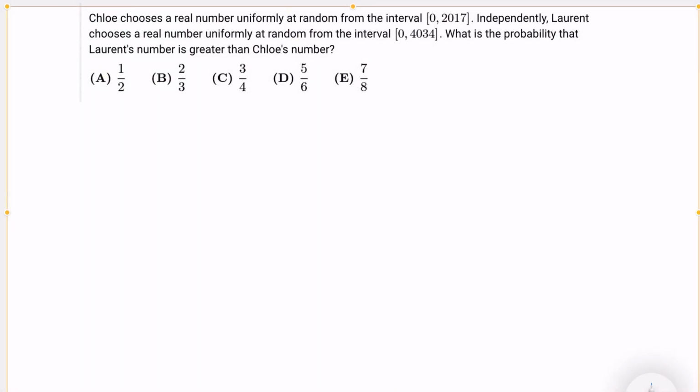The problem states, Chloe chooses a real number uniformly at random from the interval 0 to 2017. Independently, Laurent chooses a real number uniformly at random from the interval 0 to 4034. What is the probability that Laurent's number is greater than Chloe's number?